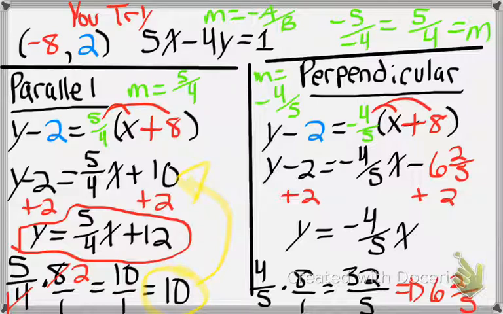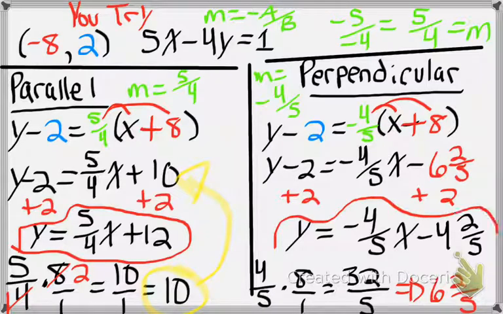What is negative 6 plus 2? Well, that's negative 4. Oh, still in highlighter mode. So that's negative 4, but it's just going to be in 2/5. So negative 4 and 2/5. That's our final answer. So y equals negative 4/5 x minus 4 2/5. That is the equation of the line that is perpendicular to the given equation and passes through the given point.